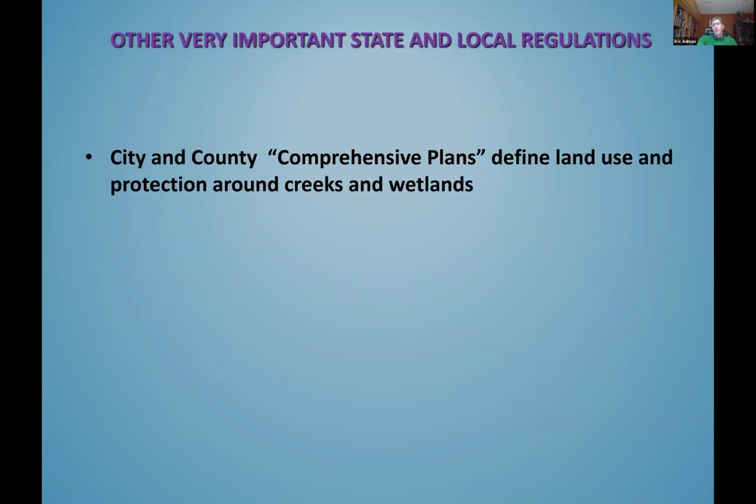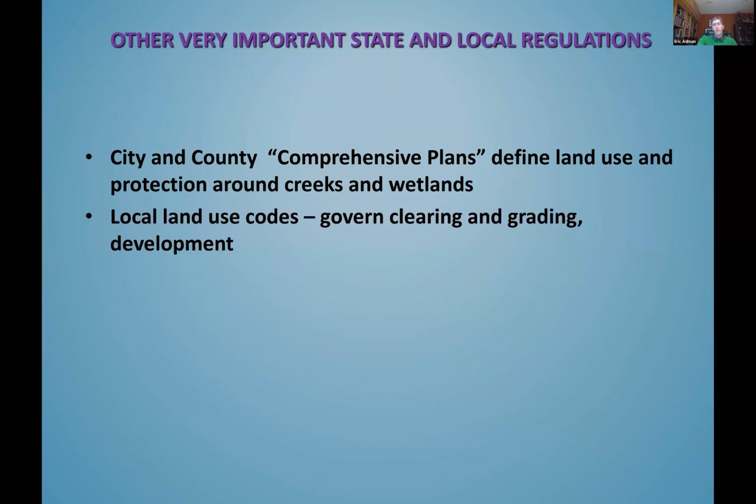There are also some other very important state and local regulations that affect water quality. At the city and county level there's something called a comprehensive plan. Each jurisdiction enacts a comprehensive plan and updates it periodically. That essentially defines land use and protection around critical areas, so it'll define things like how big a buffer is around a wetland or a creek. So that affects water quality. There are also land use codes that talk about clearing and grading and what you have to do in terms of erosion control, or what you can clear and when you can clear it. Those affect water quality.